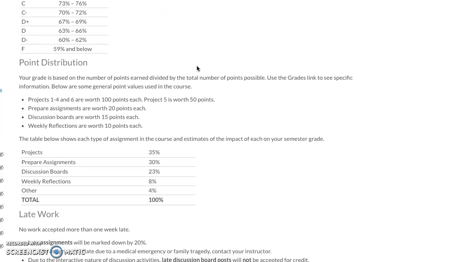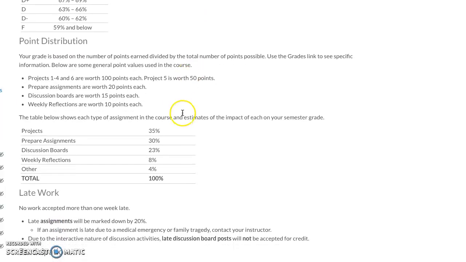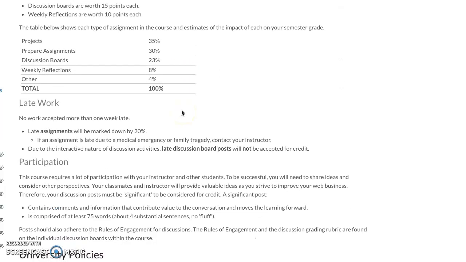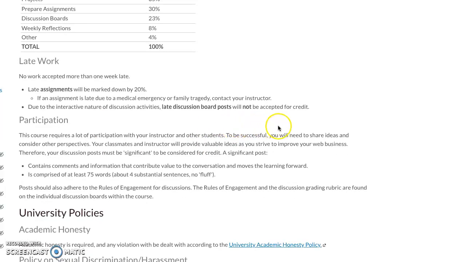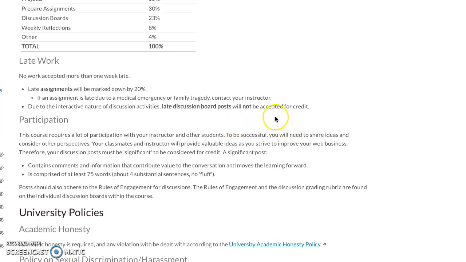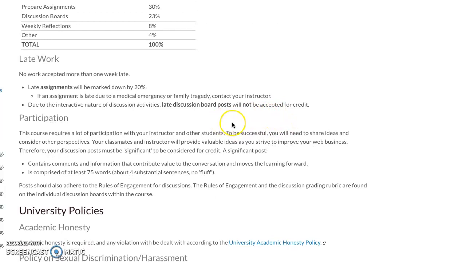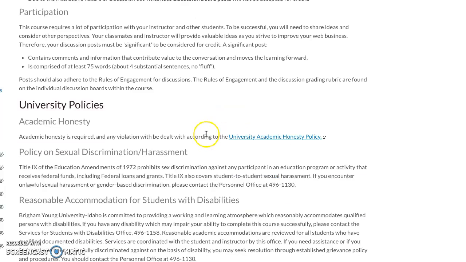You'll see the grading scale, the point distribution, the late work policy. Please note late assignments are marked down by 20%. That's if it's 1 minute late or if it's 6 days late. And then after 1 week, there are no assignments accepted. The only exception to that is a medical or family emergency. That will be about it.